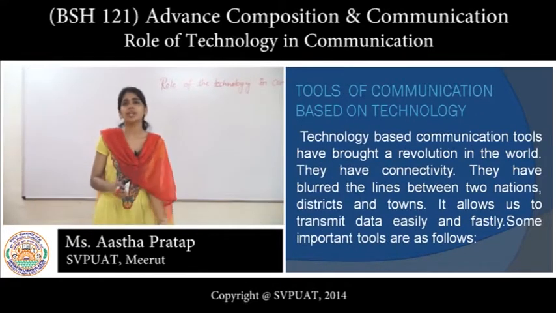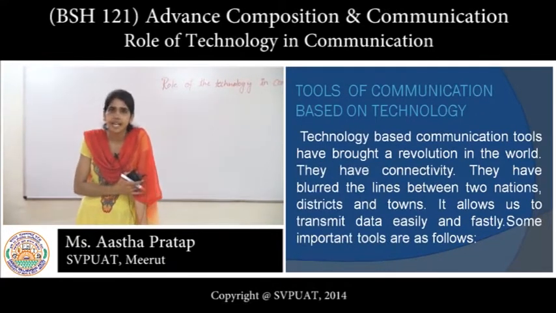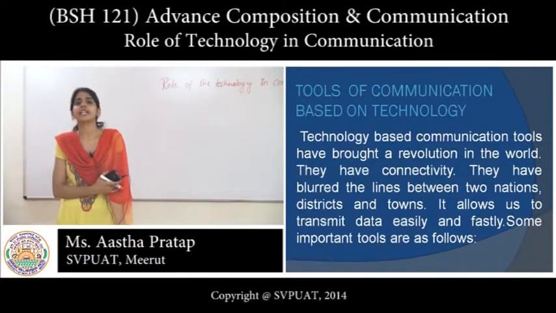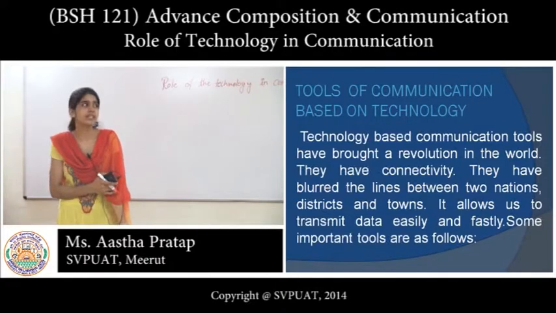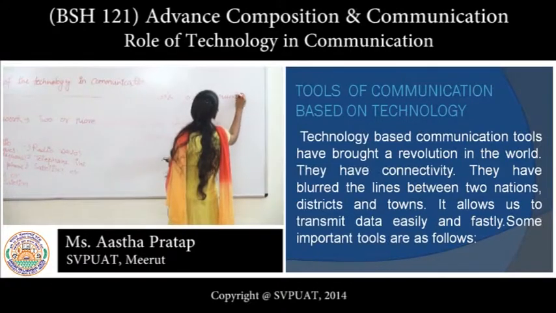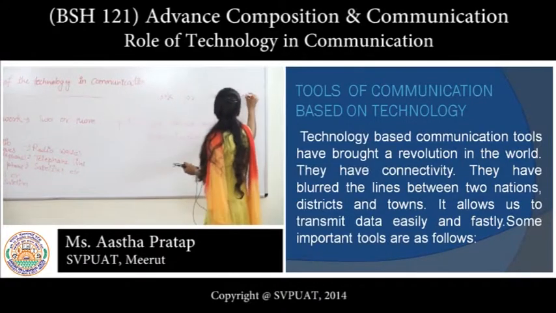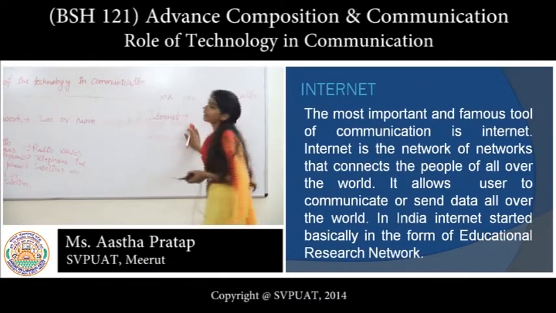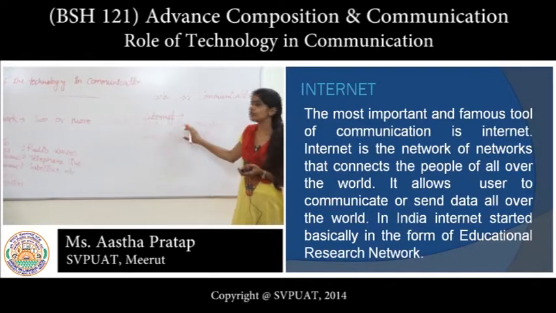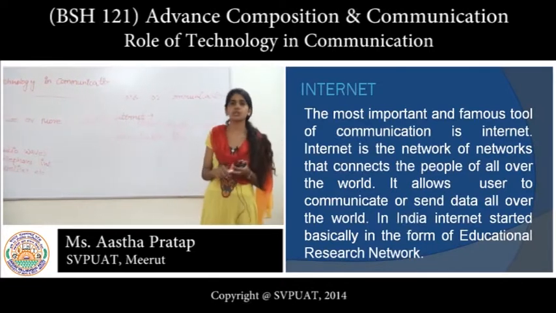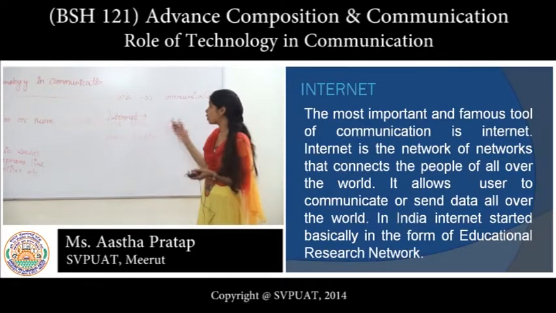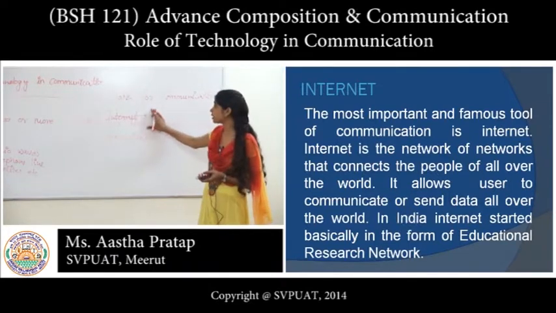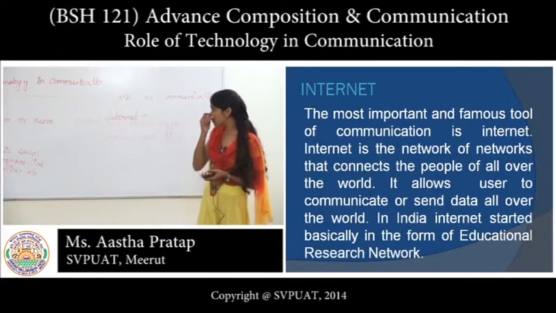Now, what are the tools of technology which we use for communication? The first tool is the internet. The internet is a network of networks. It allows you to send or receive messages, or exchange information all over the world. So through the internet you can connect to the whole world.